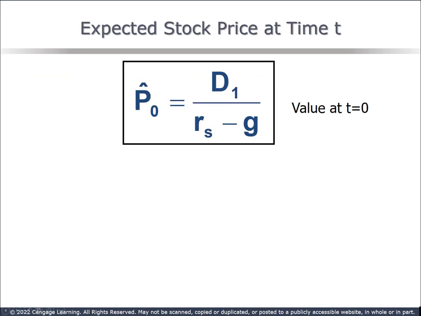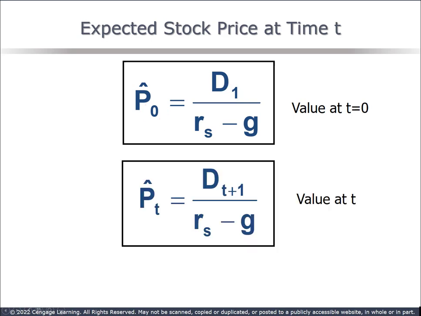Let's step back and look at our constant growth formula, the one on top. We're usually solving for the price today, P0. But given D0 and a constant G, we can find the price at any time in the future.